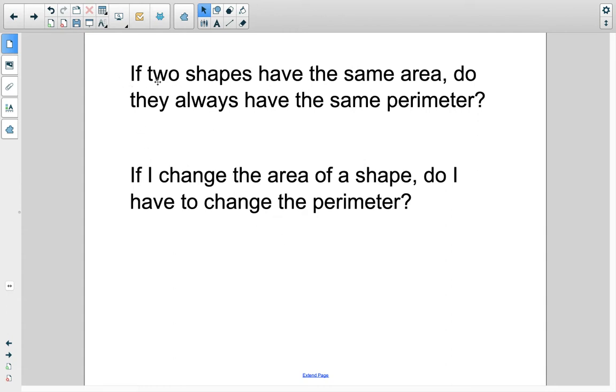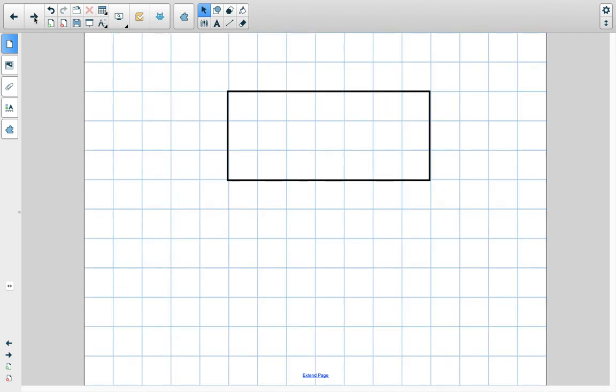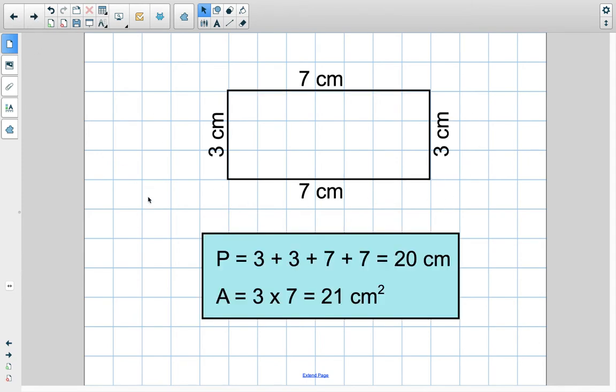So let's take a look at a little rectangle here. If I look at this rectangle, I can see that it's 1, 2, 3, 4, 5, 6, 7, and 1, 2, 3. So measuring the perimeter, I'm going to count the squares that go around, and it's going to be 3 by 3 and 7 by 7. And if we take a look then at how to do the perimeter, 3 plus 3 plus 7 plus 7, the perimeter of this particular rectangle is 20 centimeters.